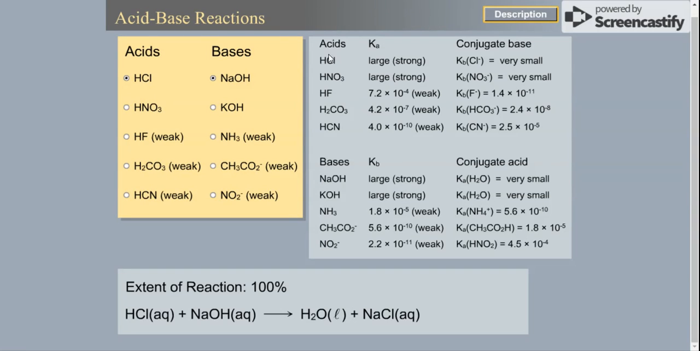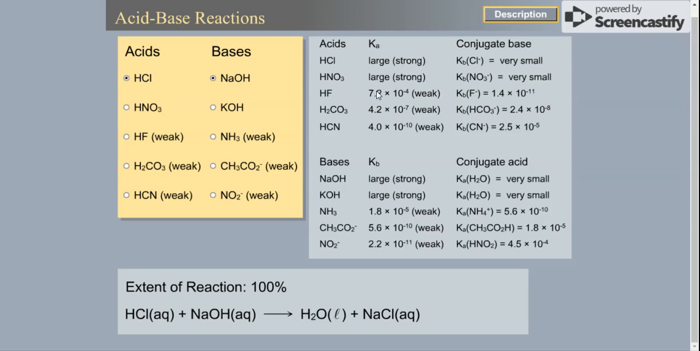This is a neat little interactive to see the effect of Ka and Kb. So for example, we have some strong acids, HCl and nitric acid. The Ka is very large, which means that the anion, the conjugate base, has a very small Kb, so it is unlikely to react with water, as you will see in the next lesson on hydrolysis. The anions of strong acids will not react with water.